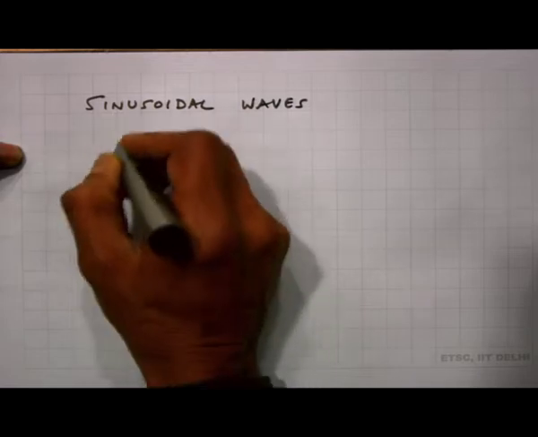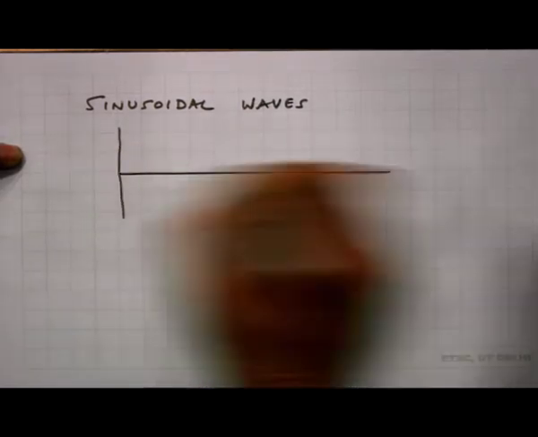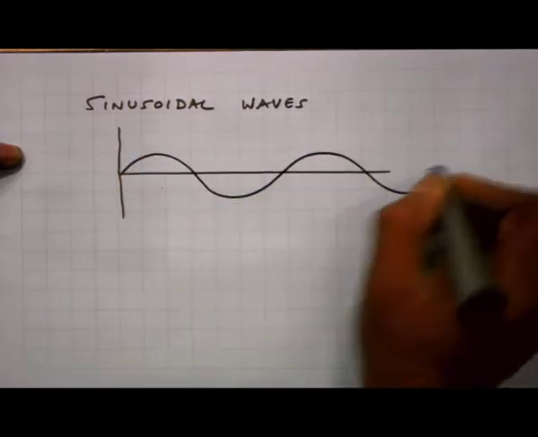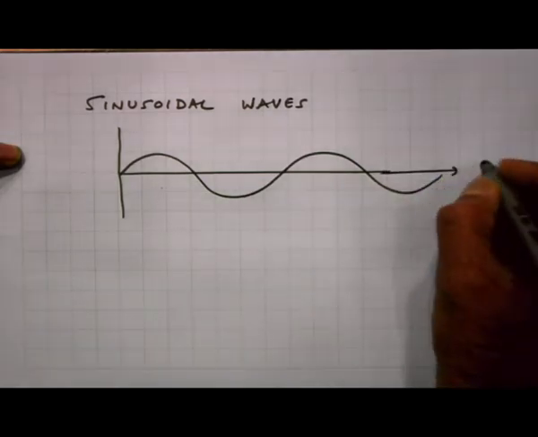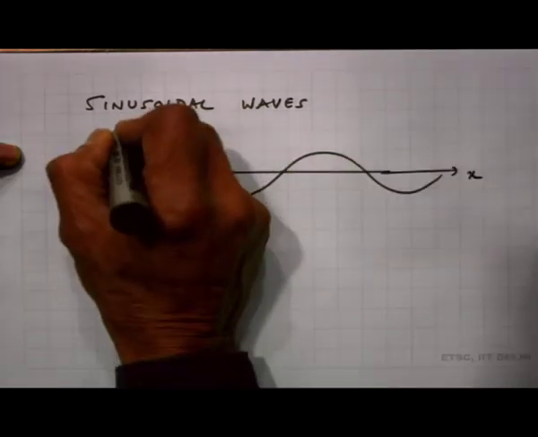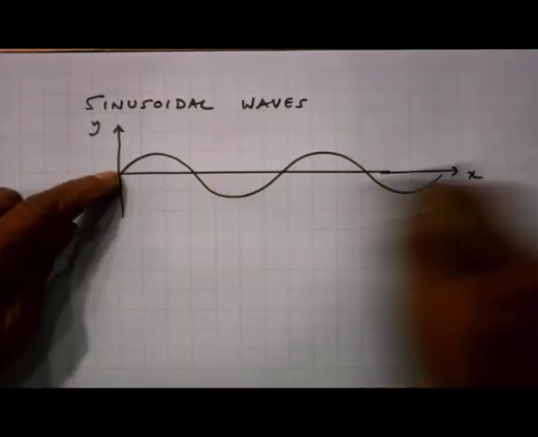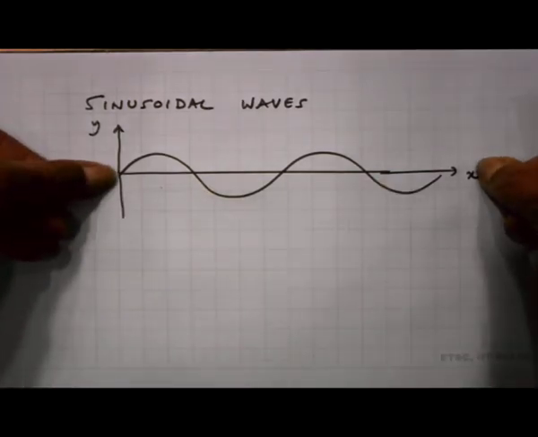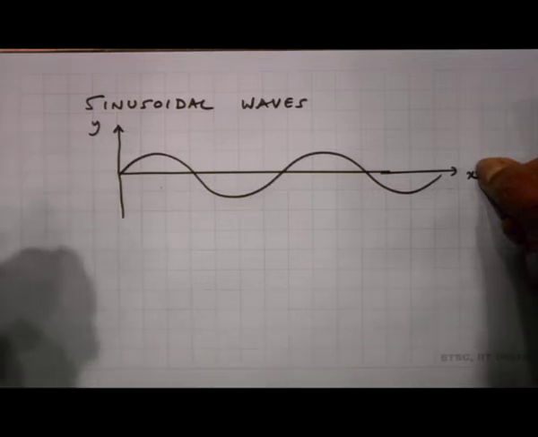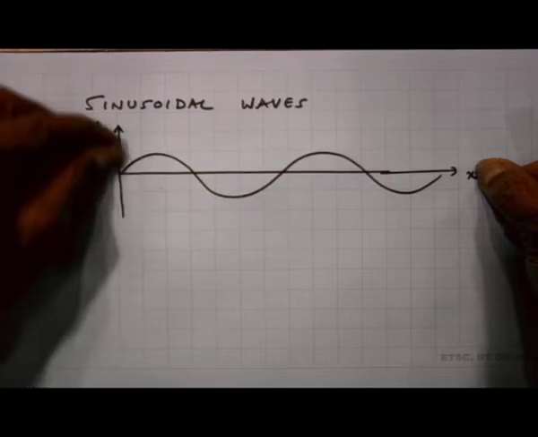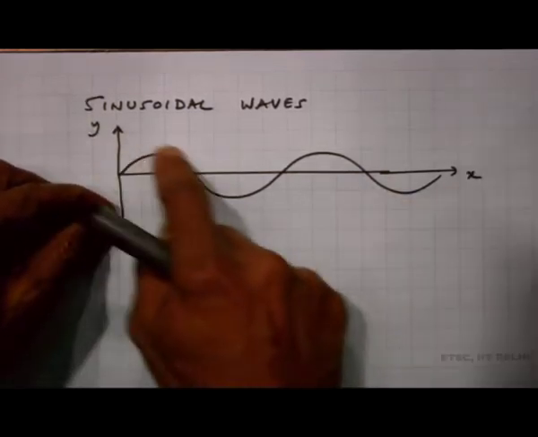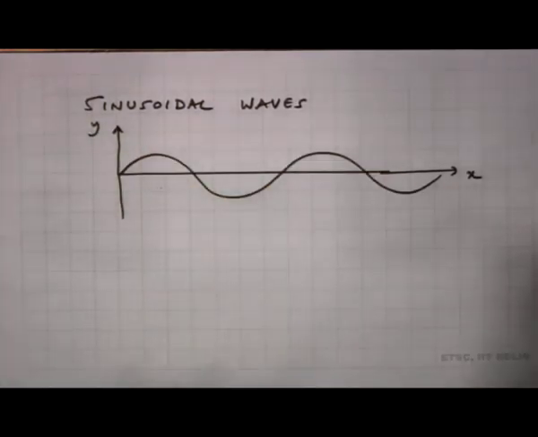So, these waves are something like this. For example, this could be a function of x, this is y. So, I have a string which is along the x axis, and I take the end of the string and move it up and down periodically. So, I move the string up and down periodically, and in that process generate what are called sinusoidal waves.